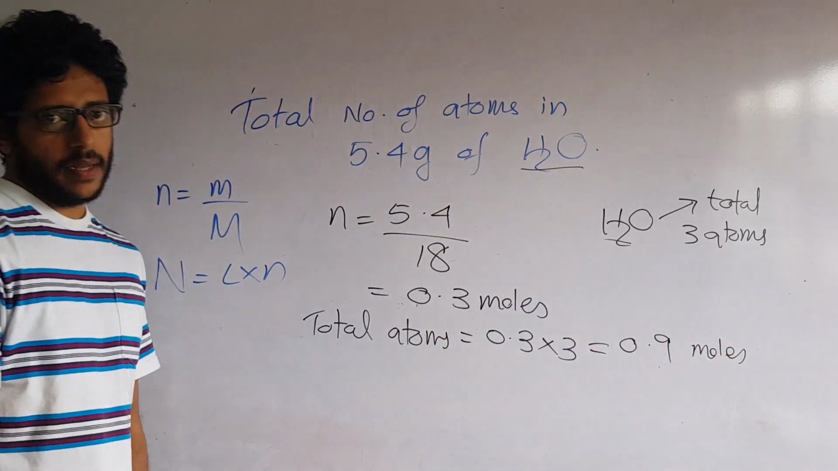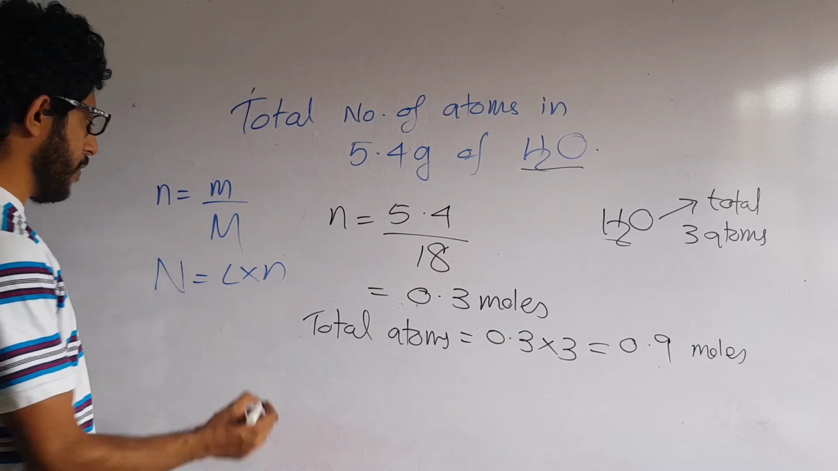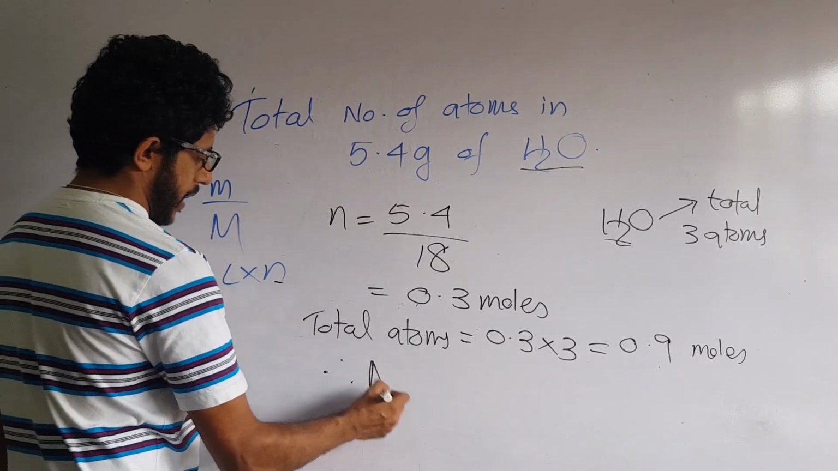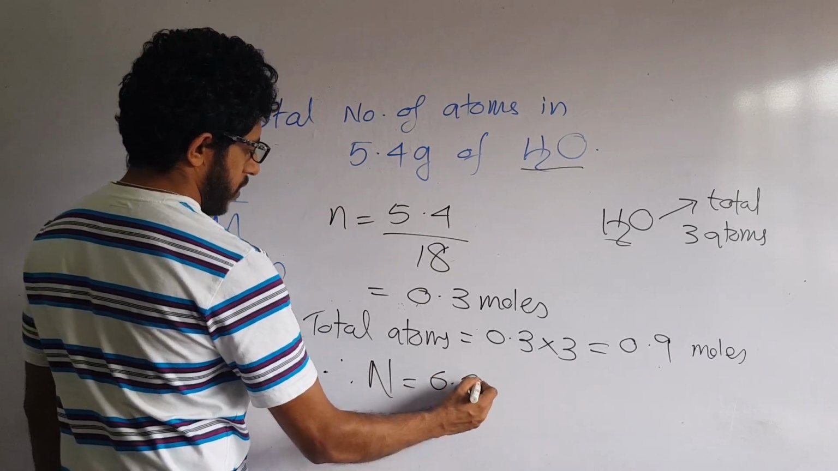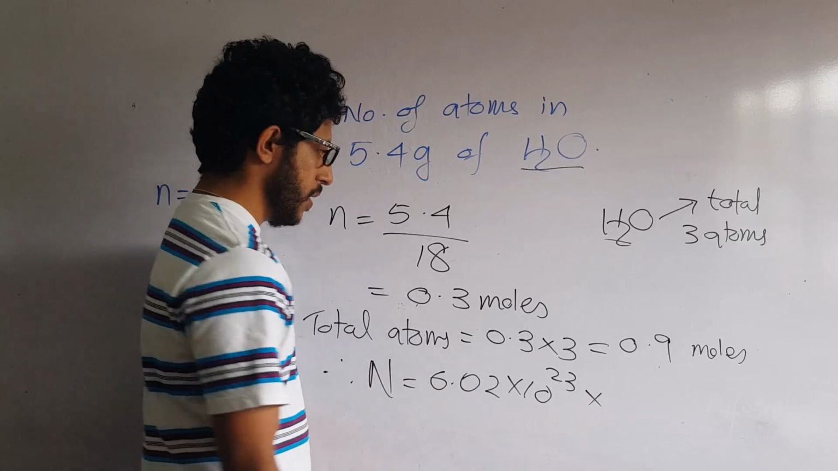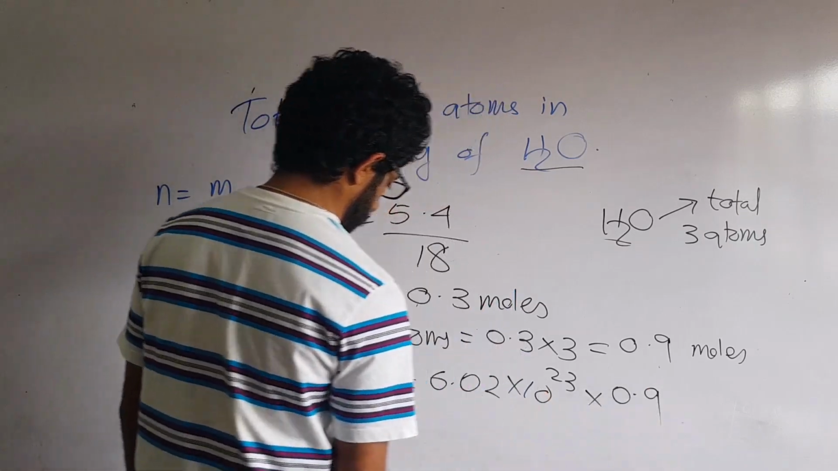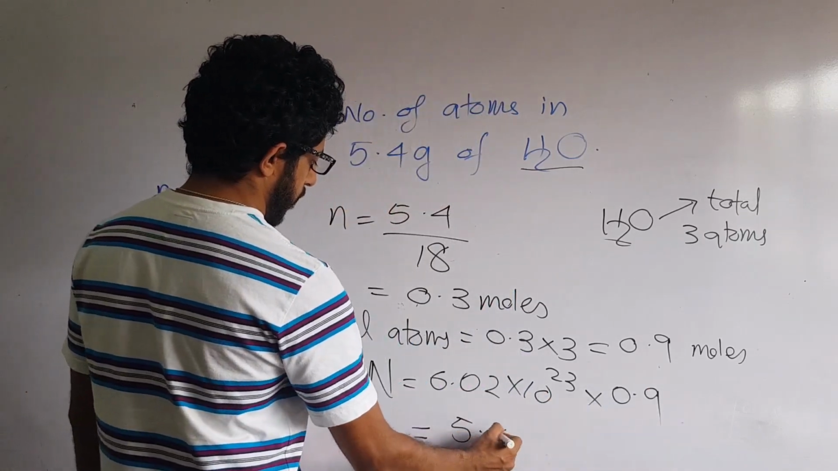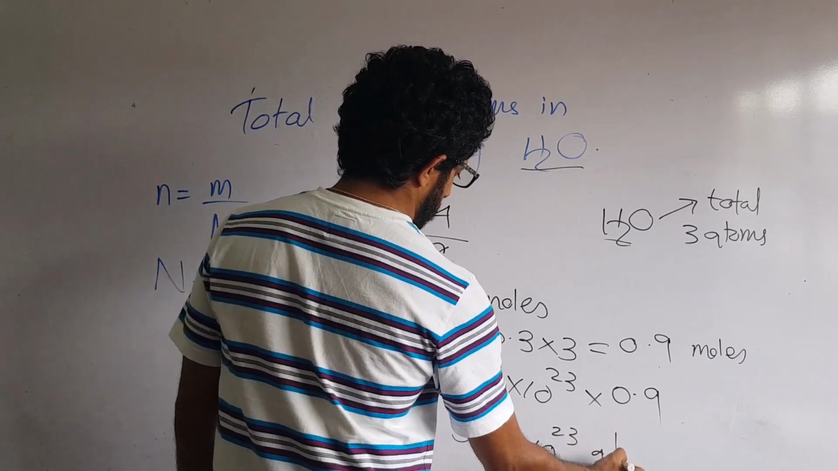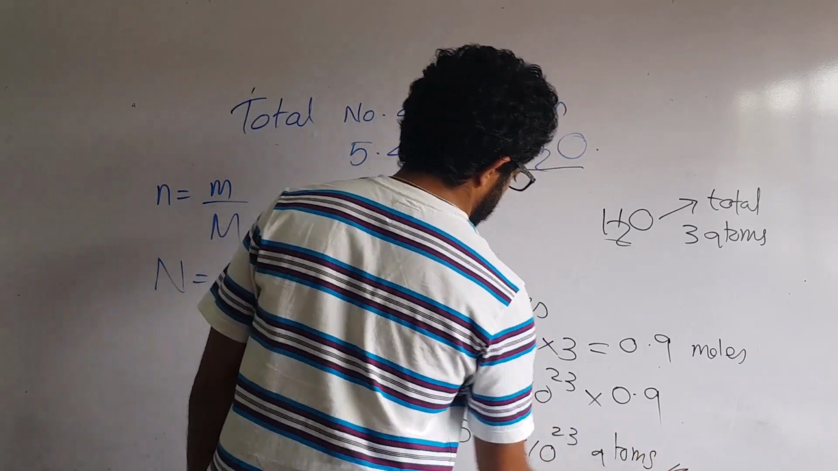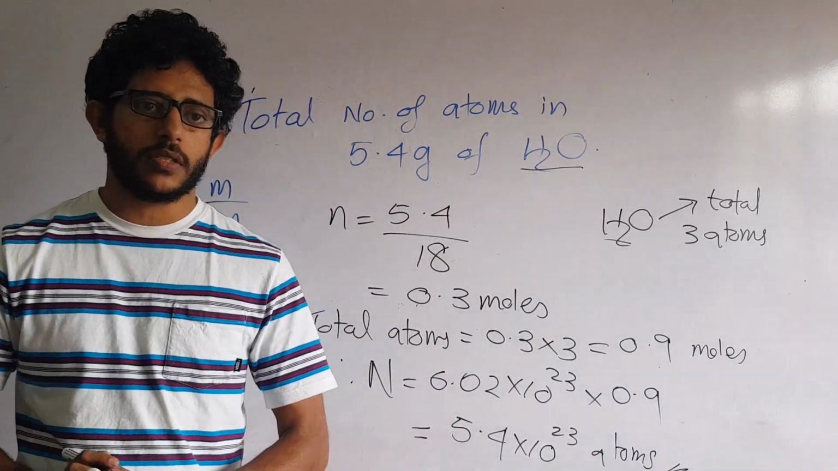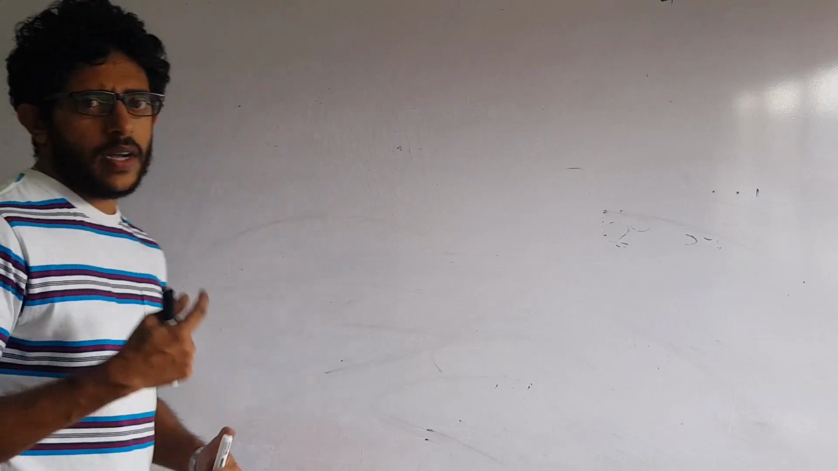So 0.9 then. Therefore now we know the number of moles, we know the L, we can find the N. Therefore N equals 6.02 into 10 to the power 23 into 0.9, roughly 5.4 into 10 to the power 23 atoms. Right? That's a very easy question, very common question. So we'll do another question.